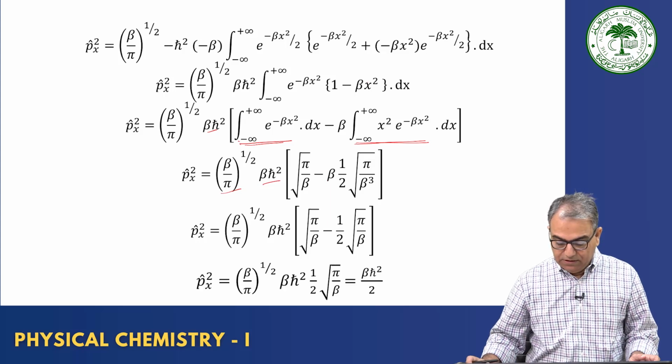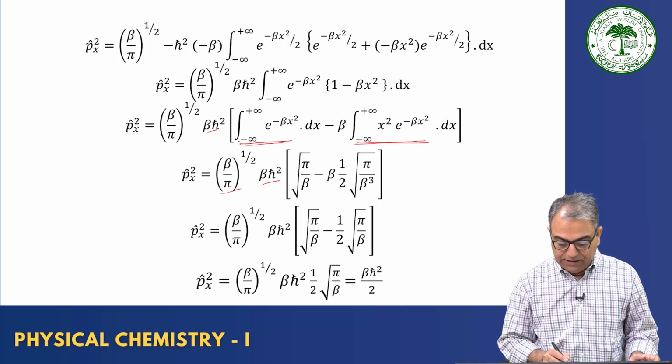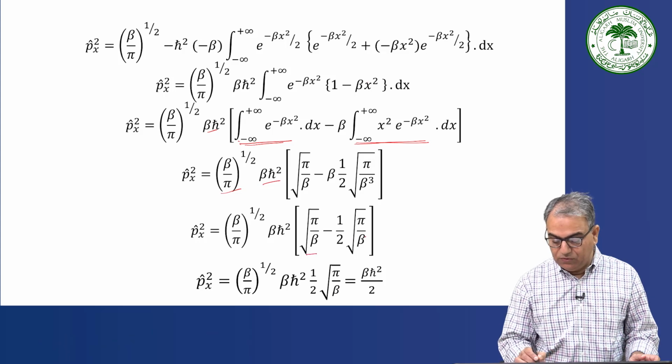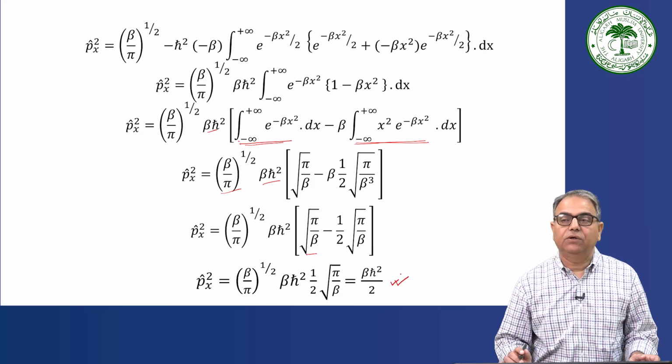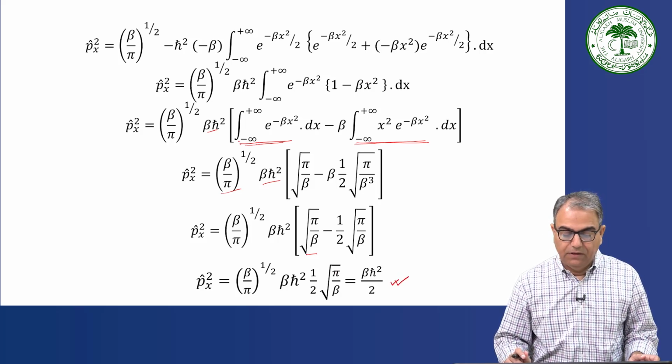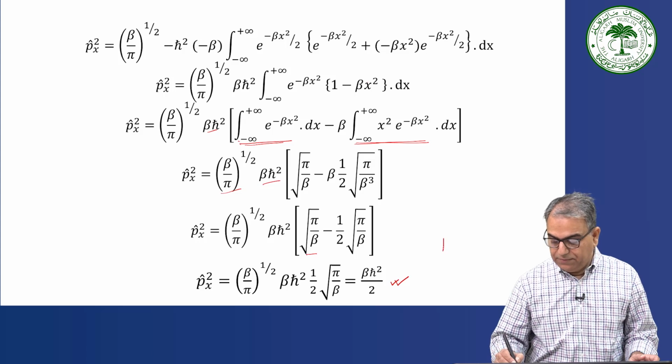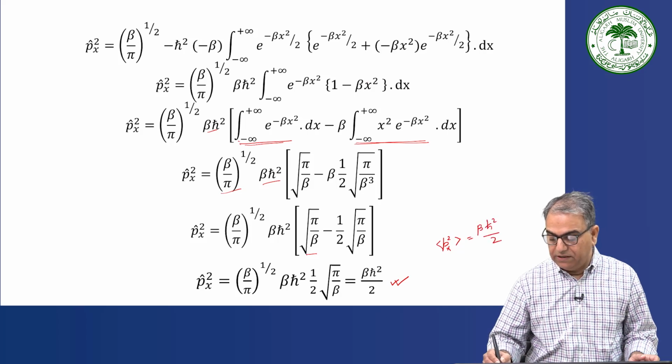Okay, so what you get is beta divided by pi raised to the power half, beta h cross square, 1 by 2 pi divided by root beta. It's root beta minus 1 by 2 root beta, so it will be 1 by 2 root beta, and this comes out to be beta h cross square divided by 2. Okay, so we have px square expectation value as beta h cross square divided by 2.